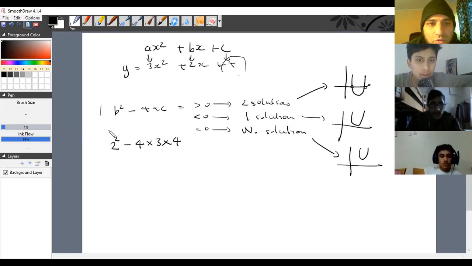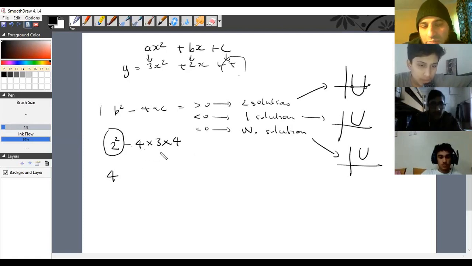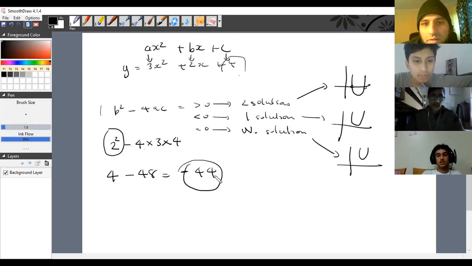What do we get? 2 squared is going to give us 4. Minus this times this times this. Exactly. So minus 4 times 3 is minus 12. Minus 12 times 4 is minus 48. 4 minus 48. What does it give us? Minus 44. Is that less than 0 or greater than 0? Less than 0.